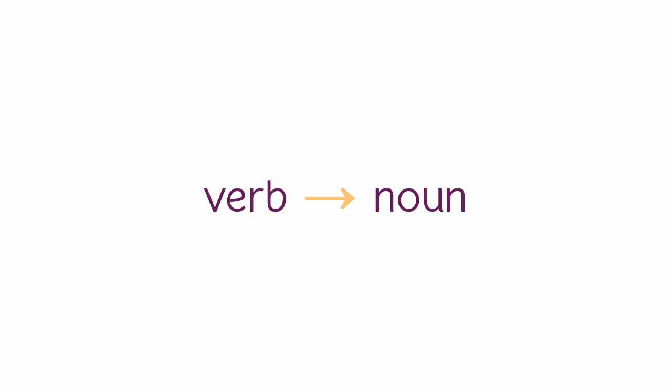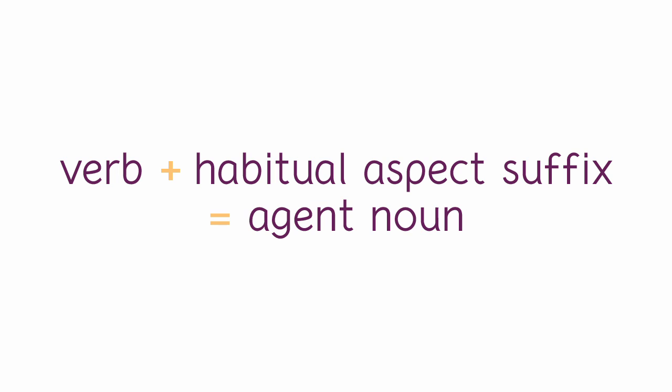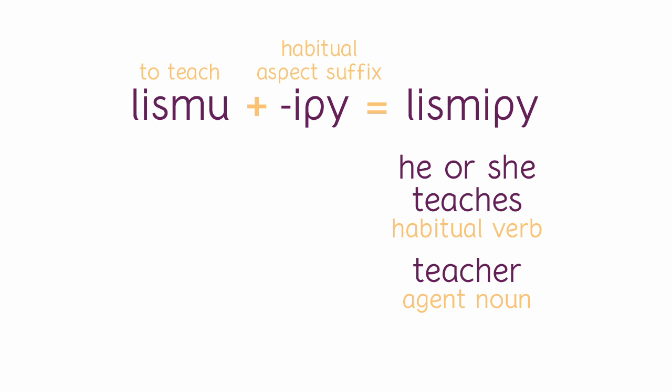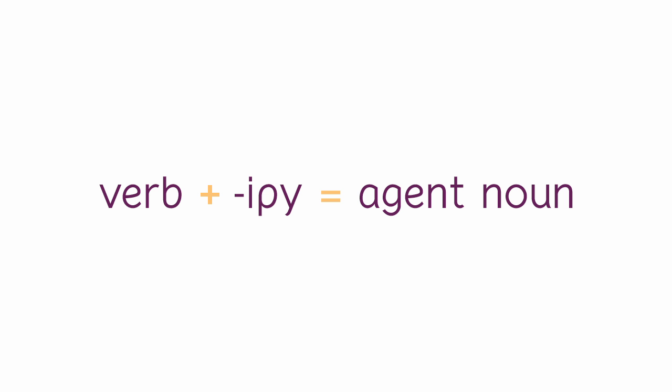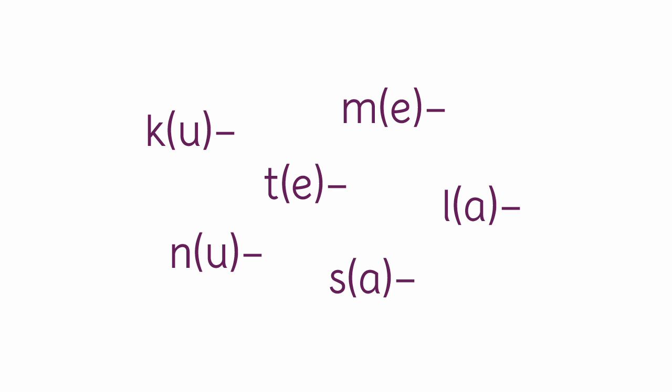And if you want to make a noun from a verb, no problem. All you have to do is apply the habitual aspect suffix to the verb stem, and it can now be used as an agent noun. So lismiper could either be used as a verb to mean he or she teaches, or as a noun meaning teacher. Once a verb is made into a noun in this way, it's able to take all the morphology that nouns normally take, most notably case marking.